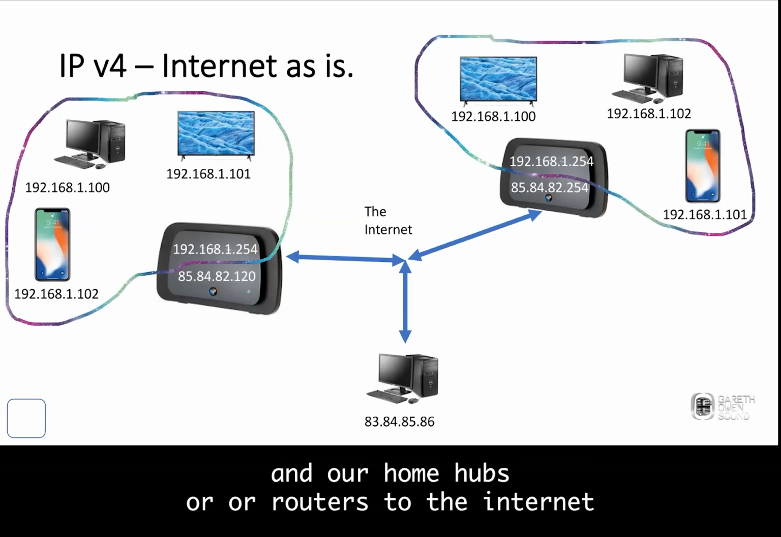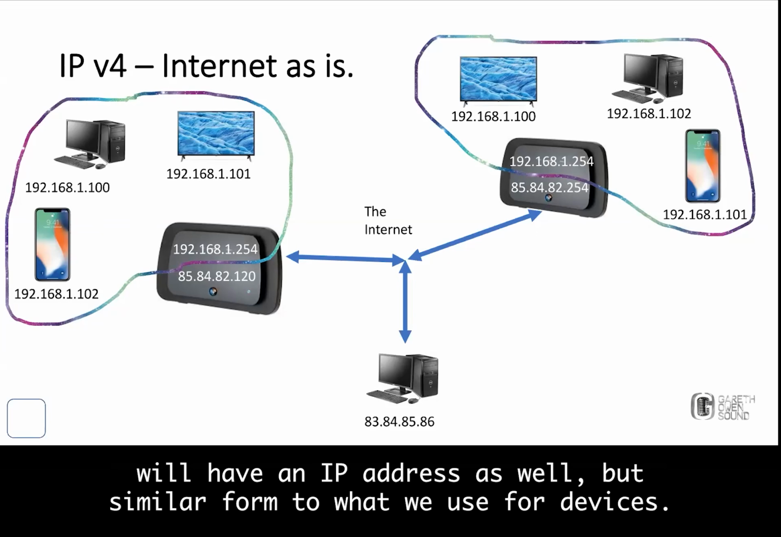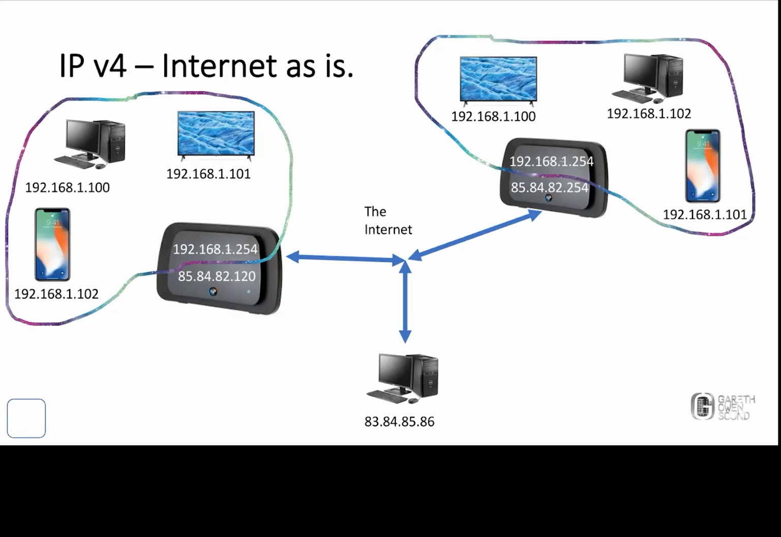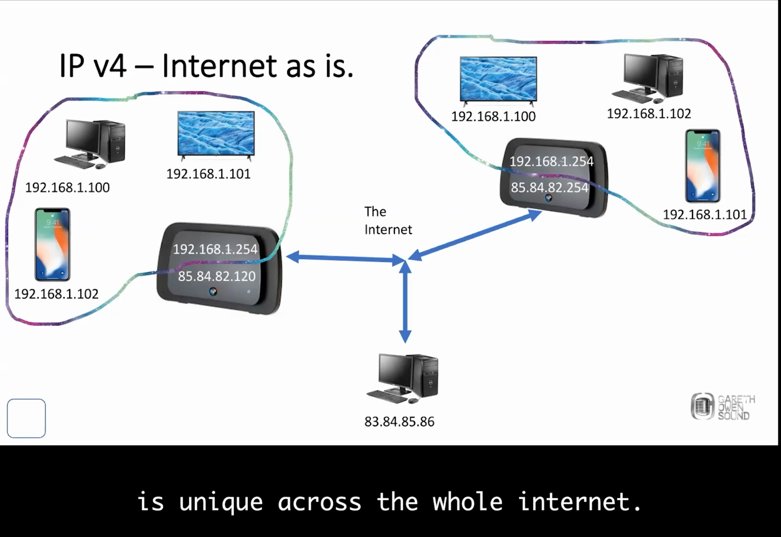And our home hubs or routers to the internet will have an IP address as well, of a similar form to what we use for devices. And then it has a public address, which is a completely different number. And that public address is unique across the whole internet.